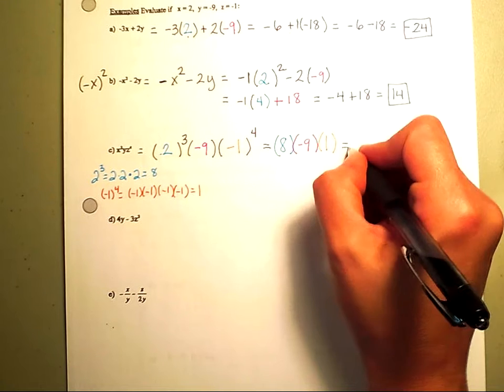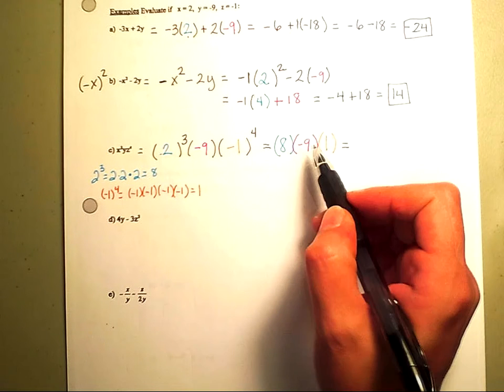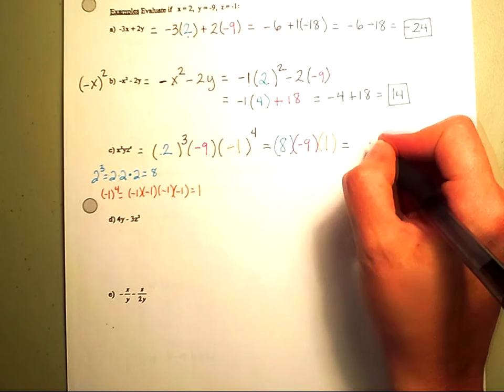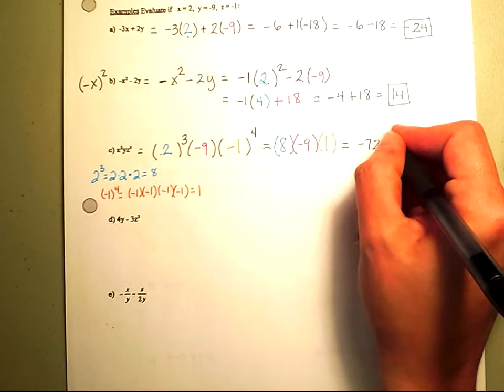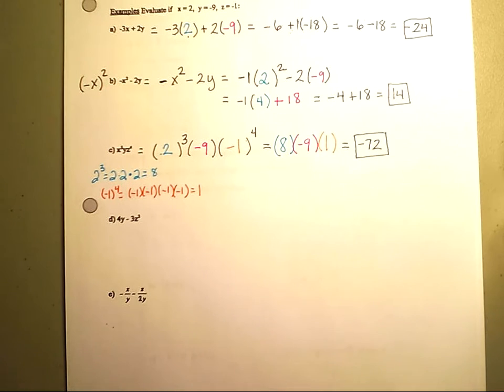And now we can multiply. Positive 8 and negative 9 is negative 72. Multiplying by 1 is the multiplicative identity, and it doesn't change the value.